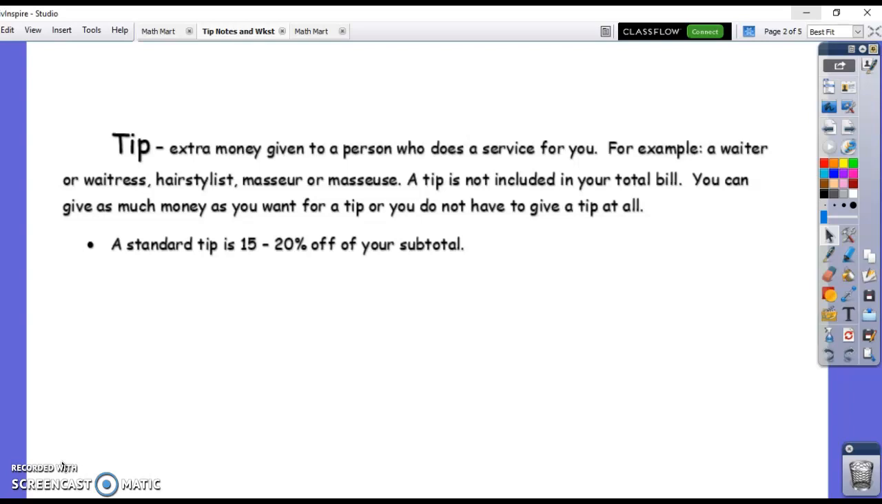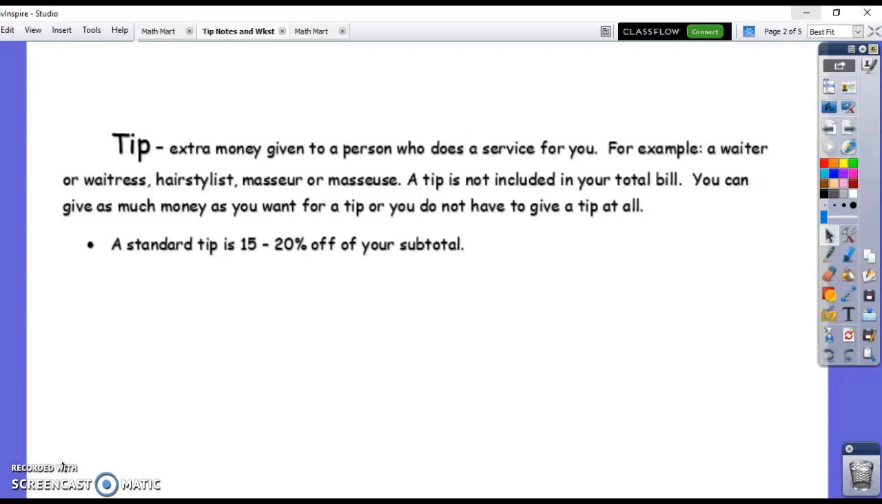A lot of times when you go get your hair cut, you leave a tip for your hairstylist. Or when you go get a massage, you can leave a tip for your masseur, who is a man giving you a massage, or a masseuse, which is a female giving you a massage. And there's other things too that you would leave tips for people. These are just a couple examples.